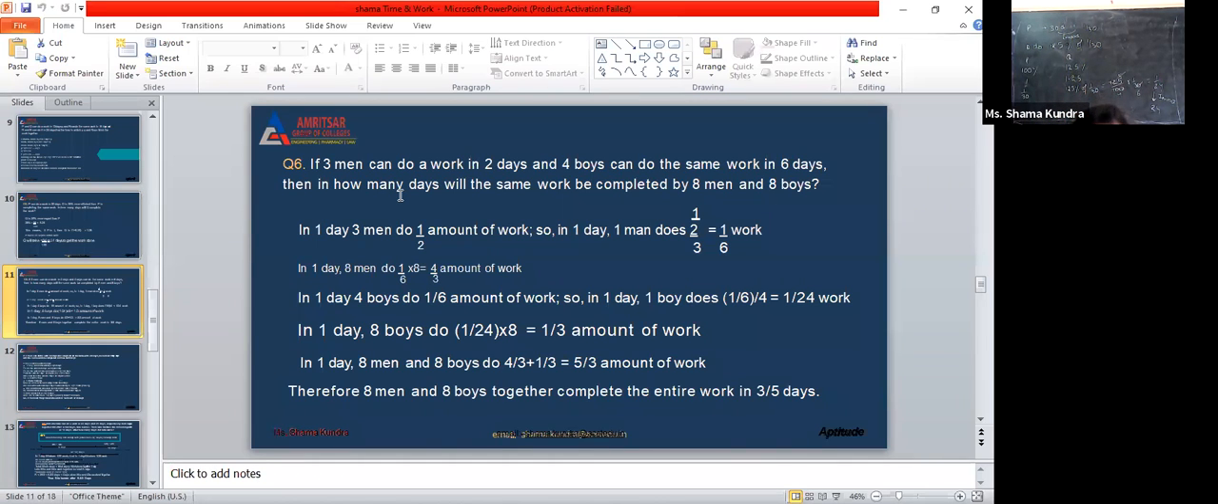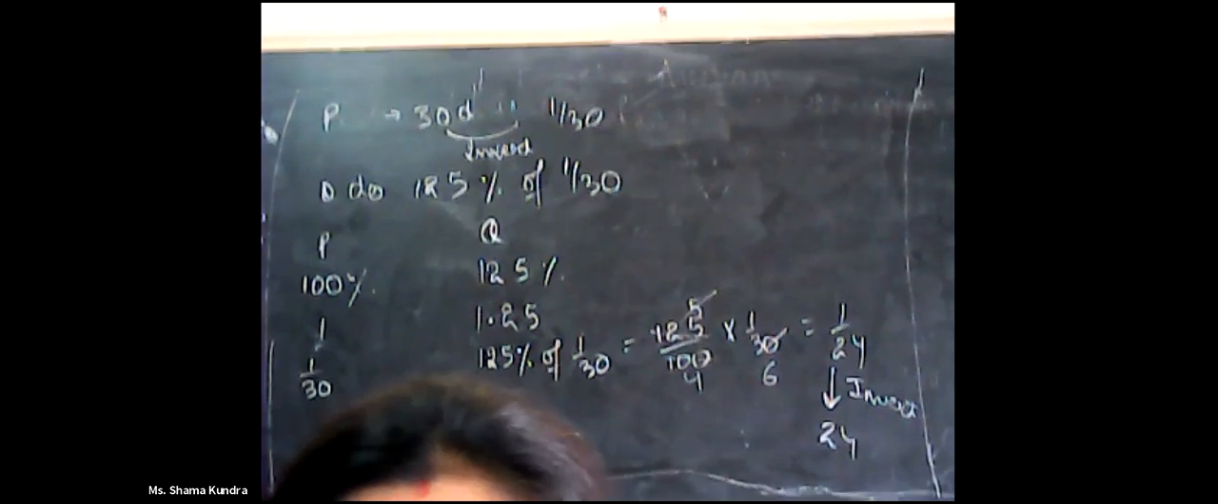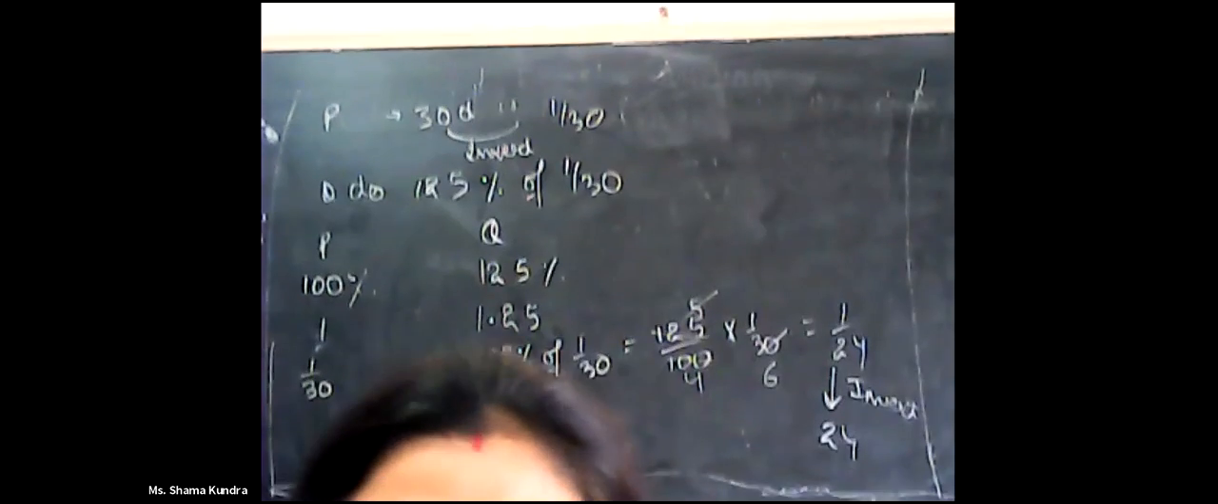This is the reason. So 3 men equals 3 times 4 boys. We have M equals 4B. See on the board first what he is saying.